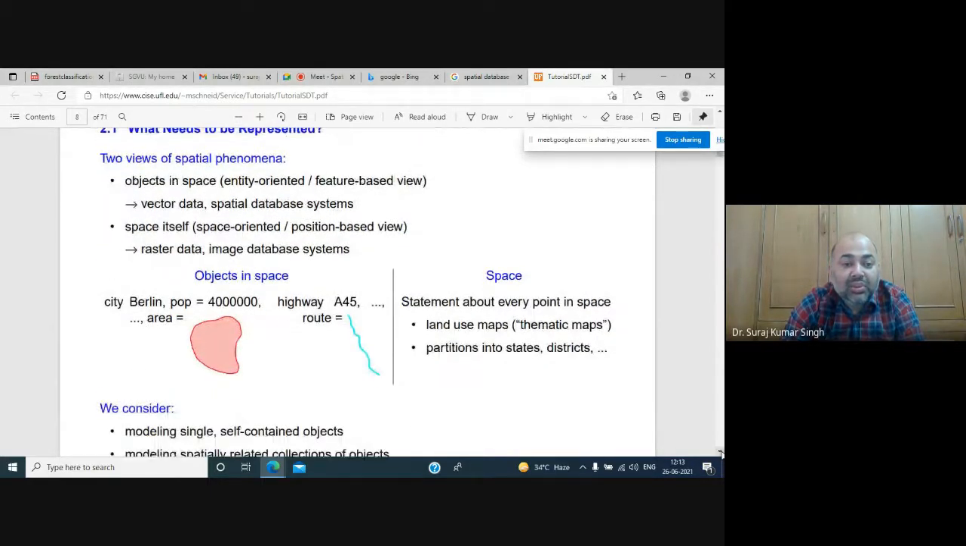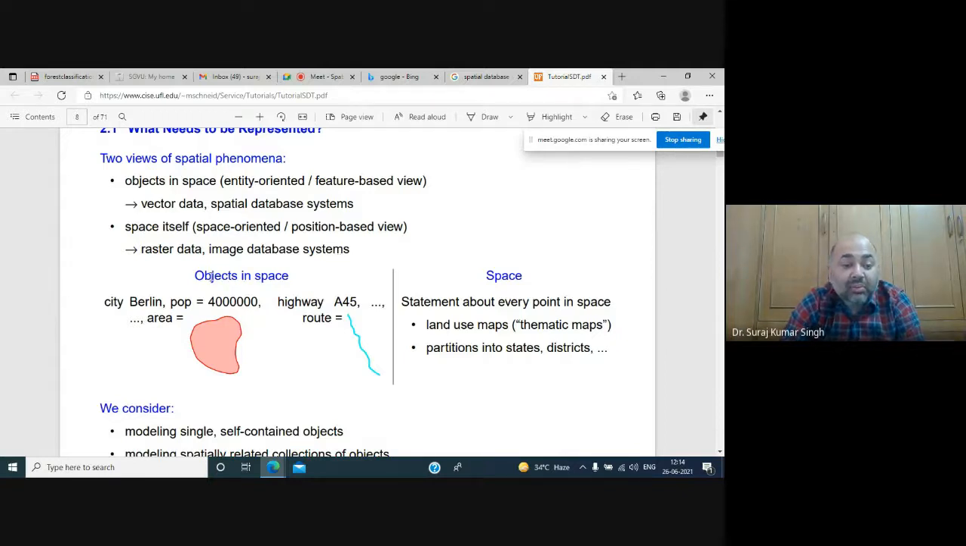So what needs to be represented? There are two views of spatial phenomena. One is objects in space, that is entity-oriented, a feature-based view, that is vector data, spatial databases. The second one is space itself, that is space-oriented, a position-based view that represents raster data or image databases.